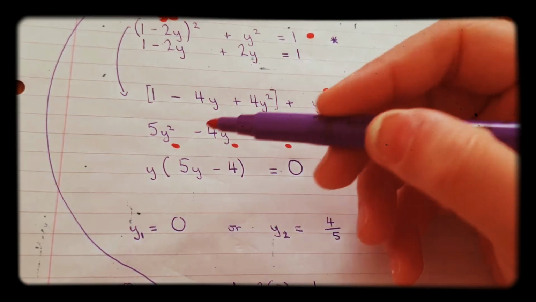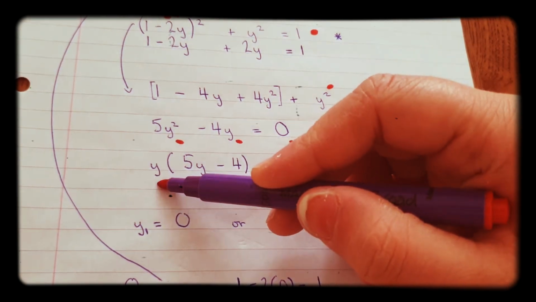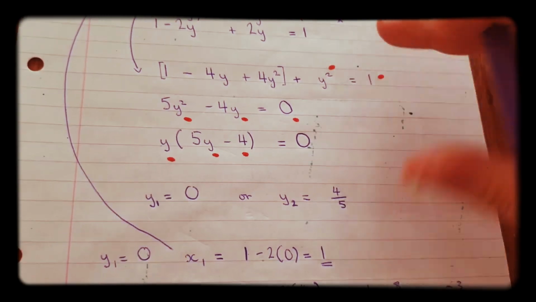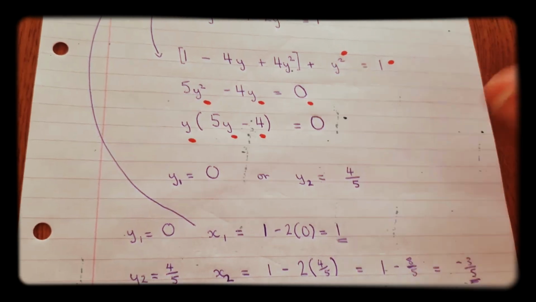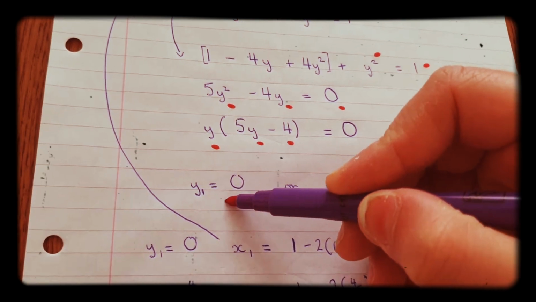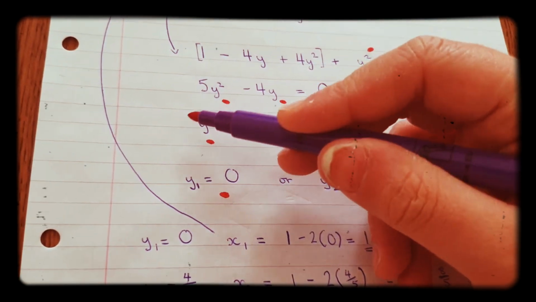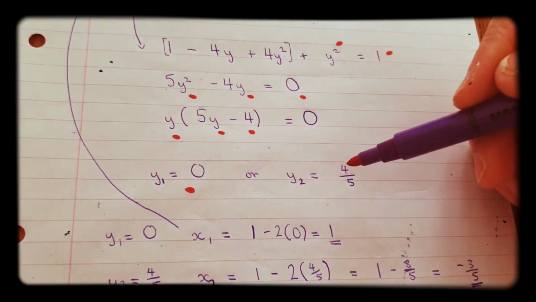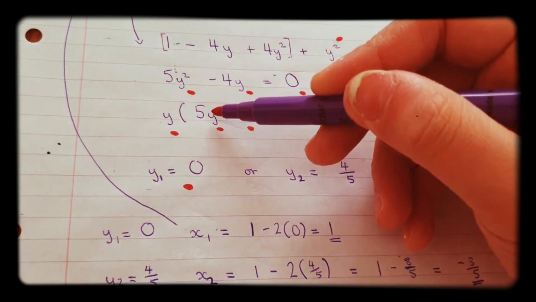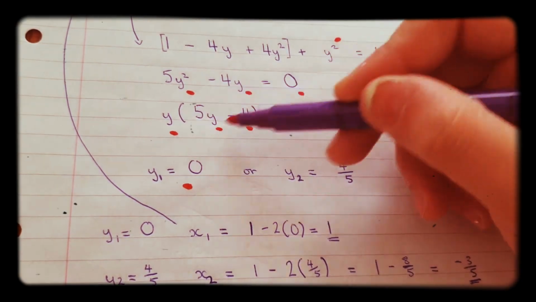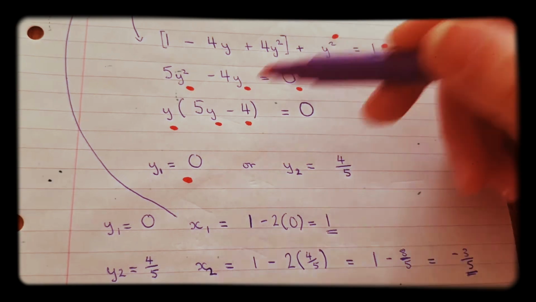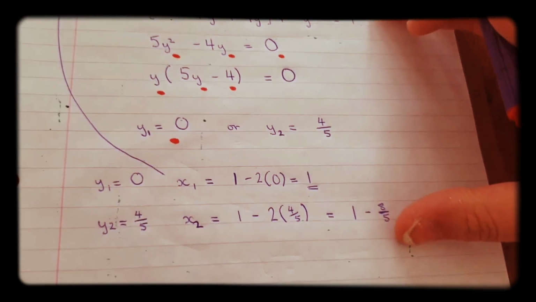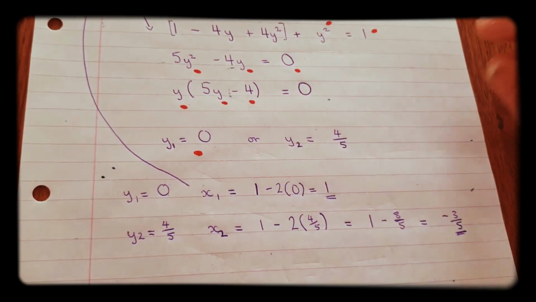Then if you factorize that, you'll be left with y bracket 5y minus 4 equals 0. So our first y is going to be 0, because if y was 0, then this would be 0. And the second y is going to be 4/5, because if this y here was 4/5, then this bracket would equal 0, and then the whole thing would equal 0. So we know y is going to be 0 or 4/5. It's got two values of y.